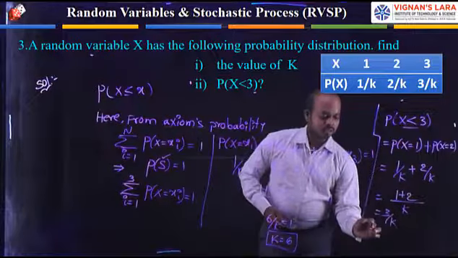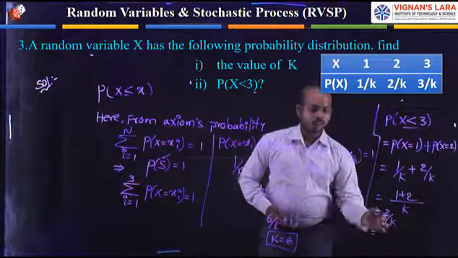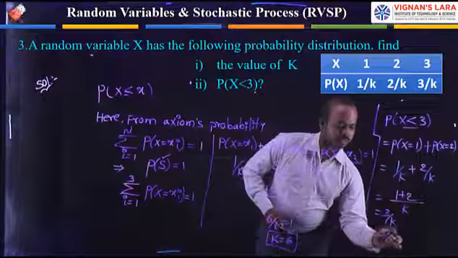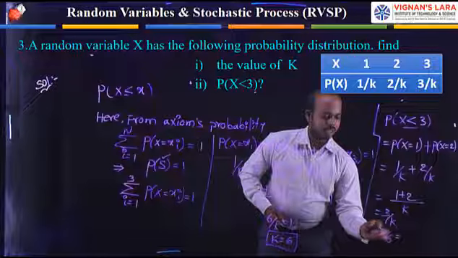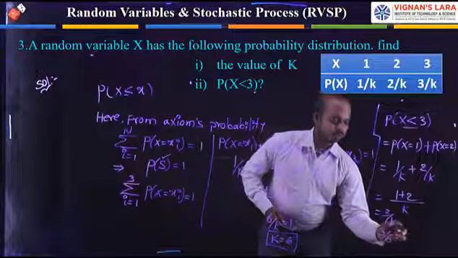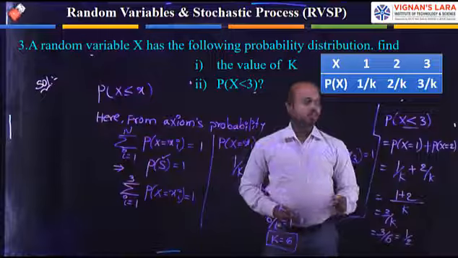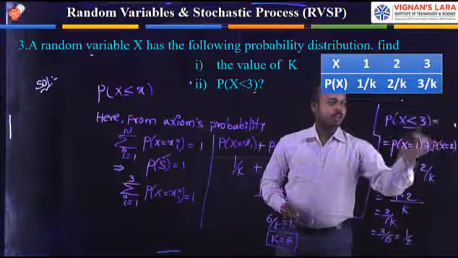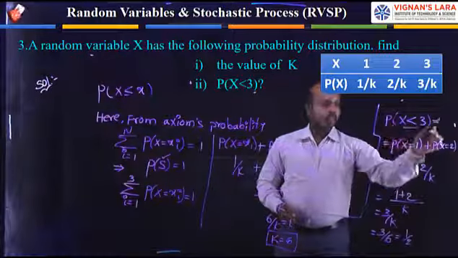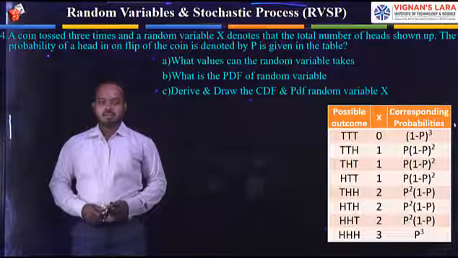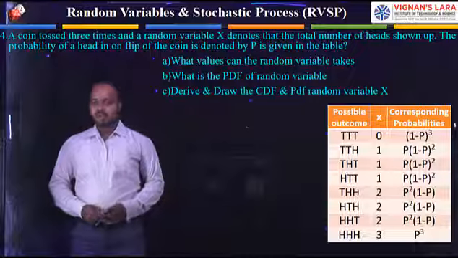Now I'm just substituting the k value in this equation. That one is 3 divided by 6, which is equal to 1 by 2. Now we are getting the value of probability of x less than 3 is 1 by 2. Coming to next problem.